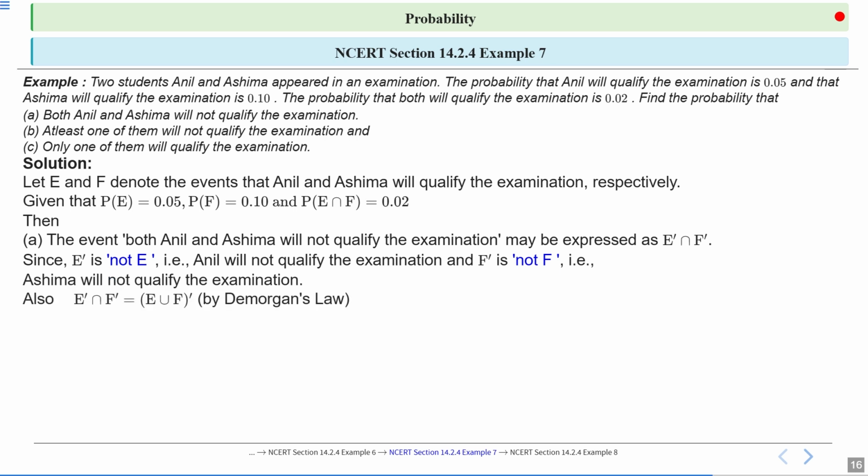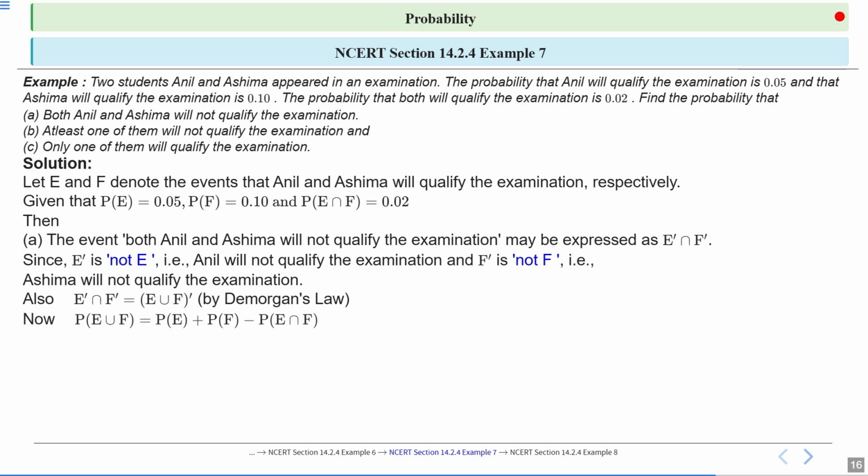Also, E complement intersection F complement is equal to (E union F) complement. This is actually called De Morgan's law. You all studied it in the set theory chapters. There you have learned that E complement intersection F complement is equal to (E union F) complement. This law is called De Morgan's law.